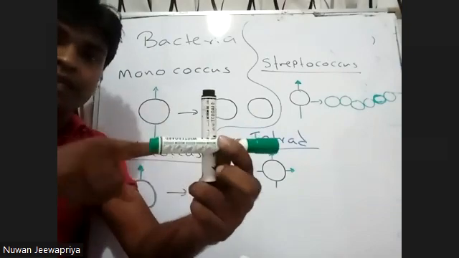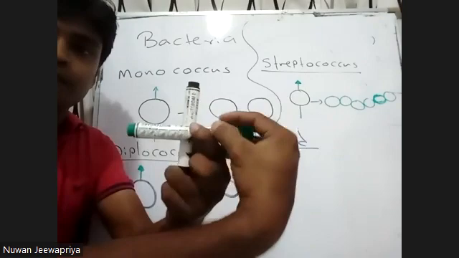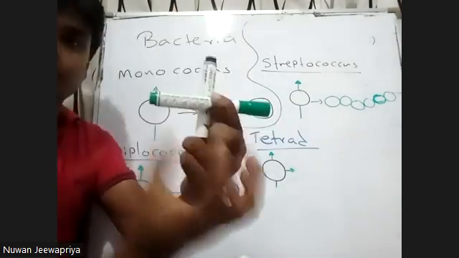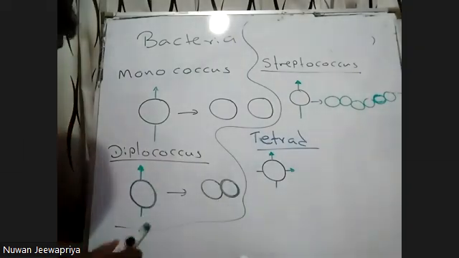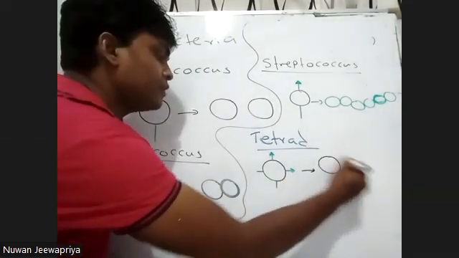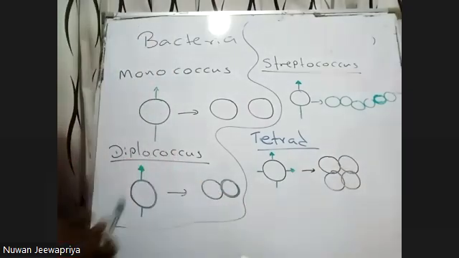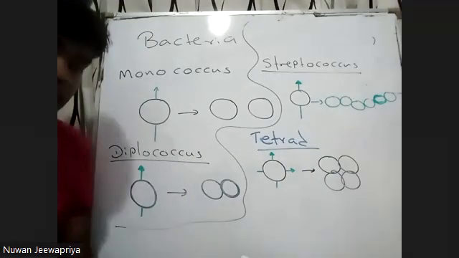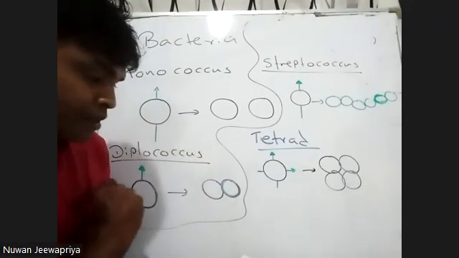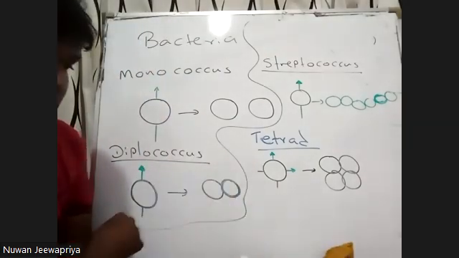Now look here. According to my green marker pen, cell division occurs. One cell is produced here, another cell here, 2, 3, 4, like that. Four new cells are produced. So in the tetrads, I will see four cells together. That is how the tetrad is arranged. So this is another arrangement of bacterial cells.